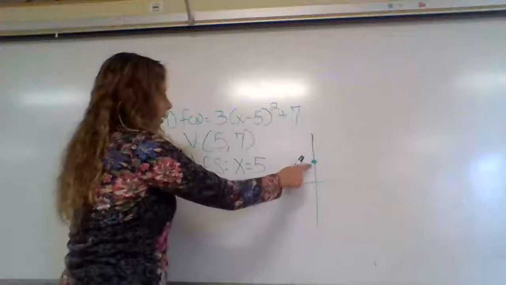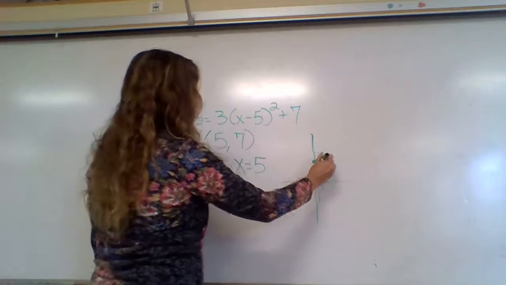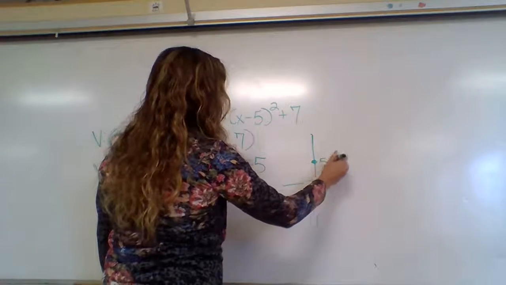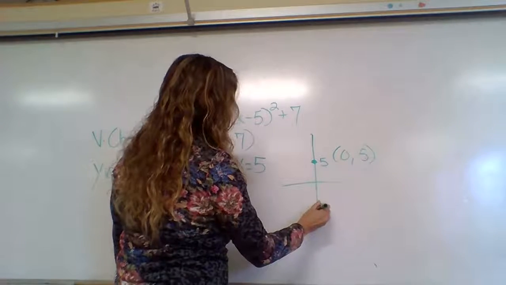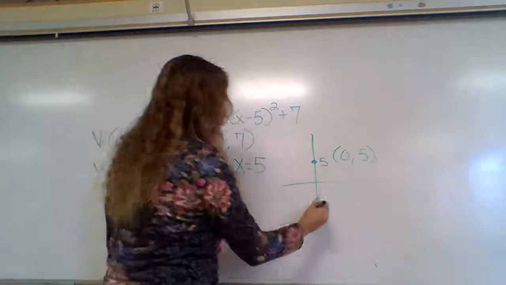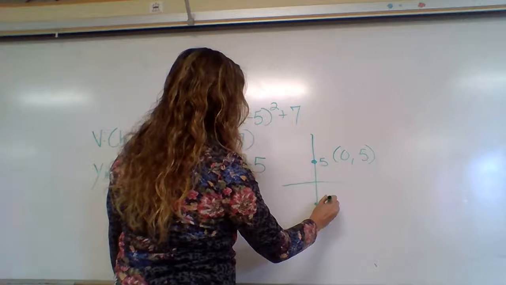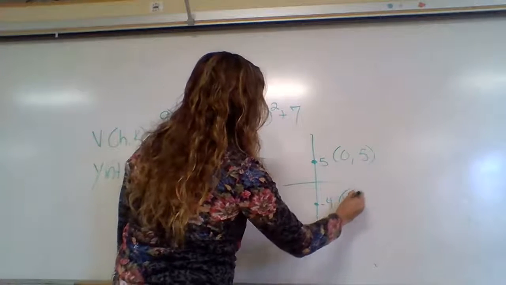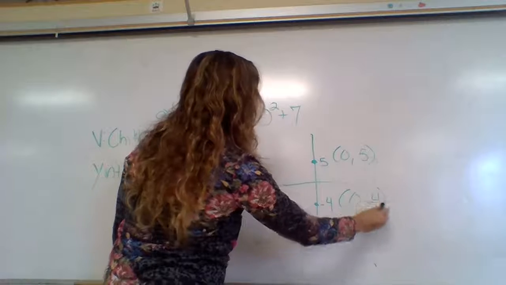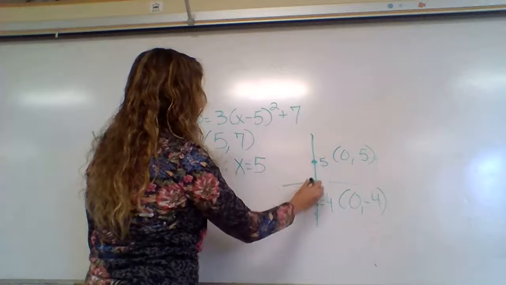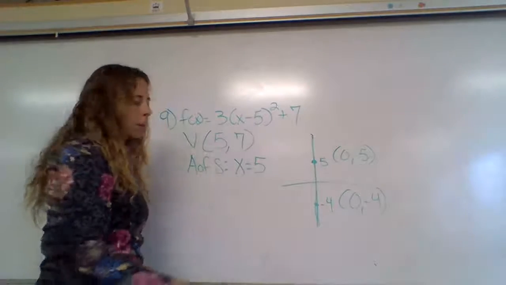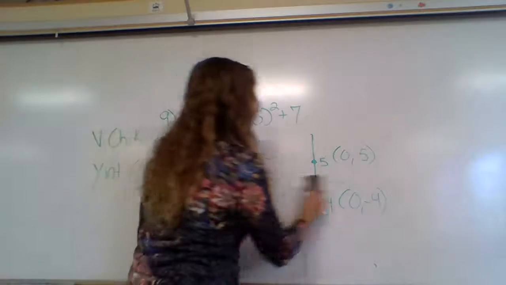If that's my y-intercept, x is 0, y is, I don't know, let's say that's 5. So that would be 0, 5. If that's my y-intercept, -4, there would be 0, -4. X is along your y-axis, x is equal to 0. So you can always substitute 0 in for x.